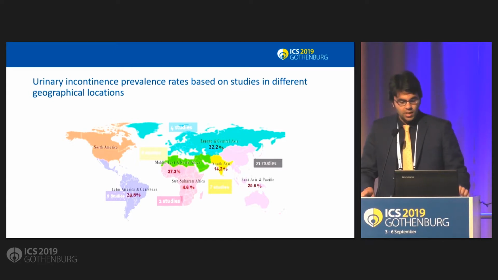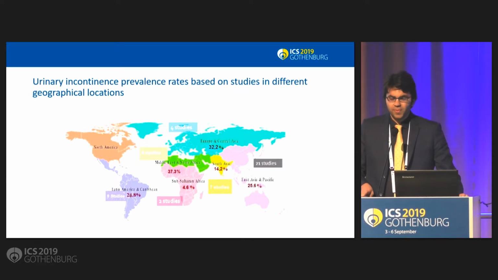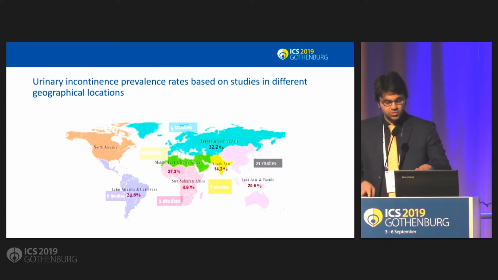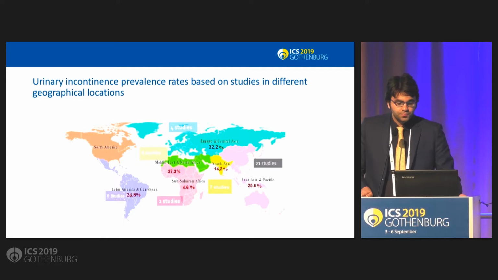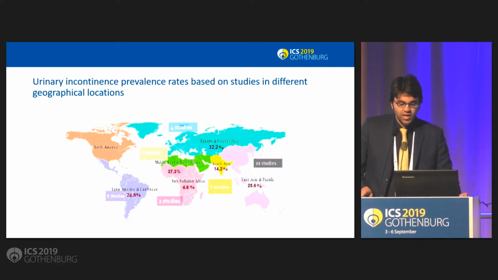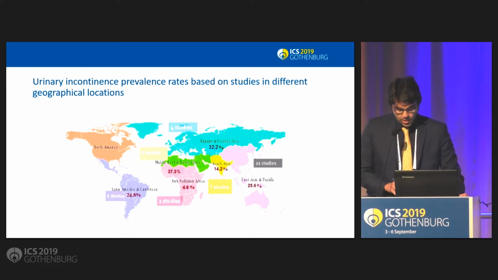We use the World Bank, the WHO sections of the world distributions, and as you can see, it was the most prevalent. The most prevalence was in Middle East and North Africa, 37.3.